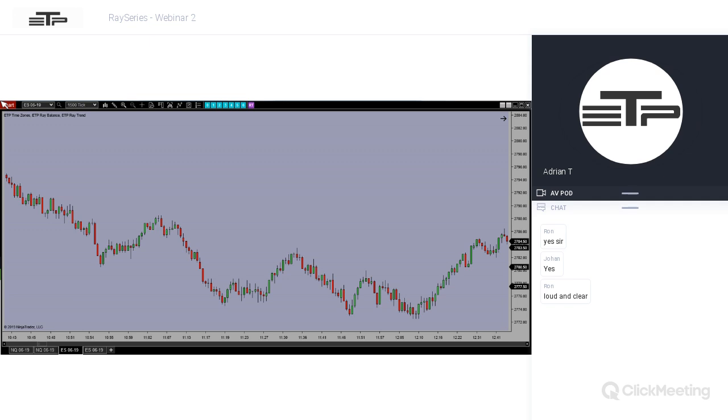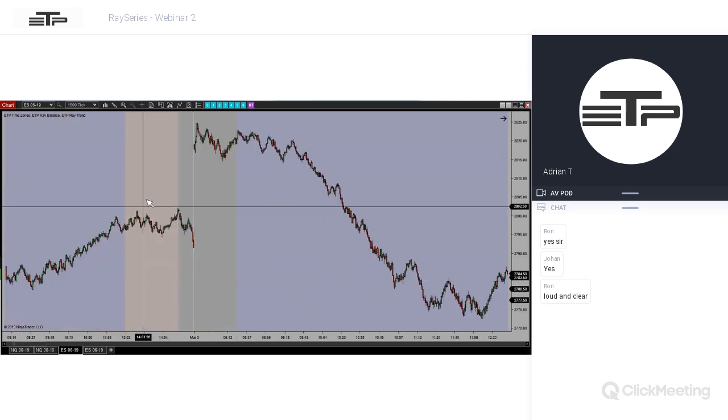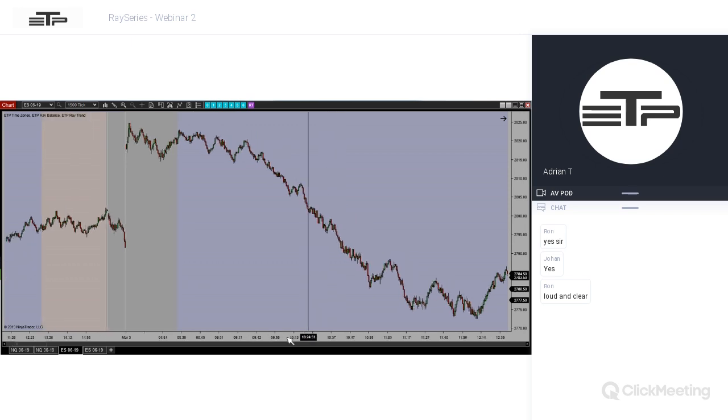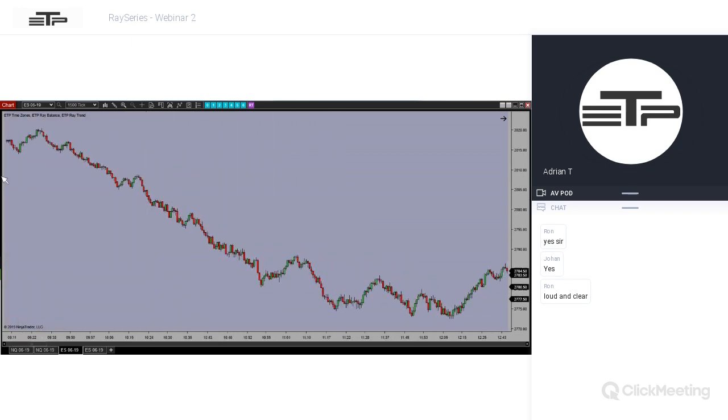Right now we have an ES 1500 tick chart. The blue background is our trading day. When there's a red or black background, that means we're not trading, so we only trade during the blue times. And you can see that we have the Ray Balance on here.